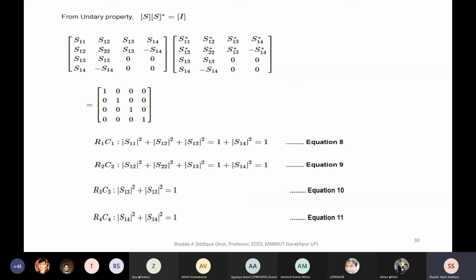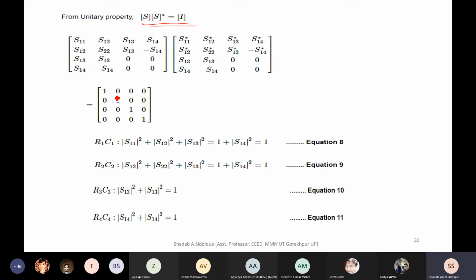Okay, now we will try to use the unitary property, and in that unitary property, first of all I'll try to take the diagonal elements. So row 1 multiplied with column 1, again row 2 multiplied with column 2, row 3 multiplied with column 3, row 4 multiplied with column 4, and we got this one. So what are the values which we are getting, and we can substitute it down.